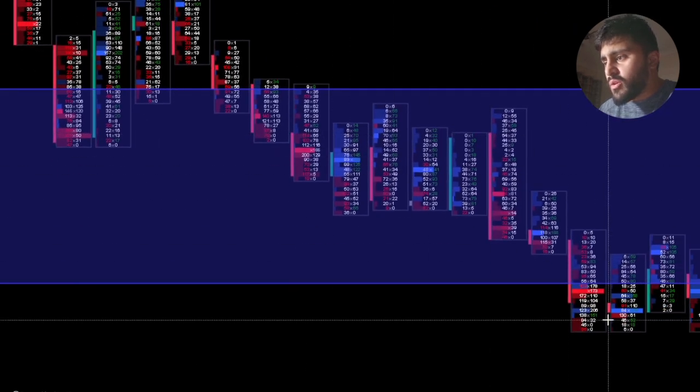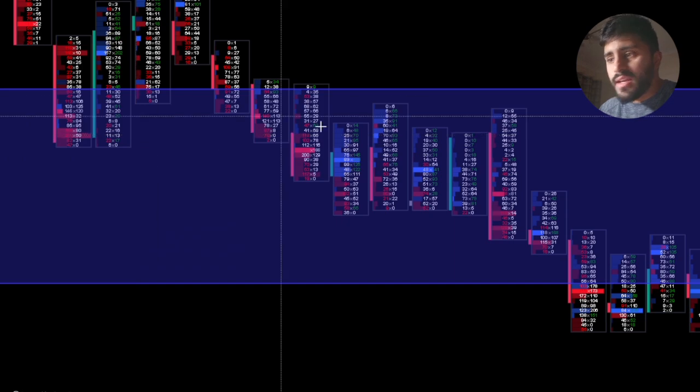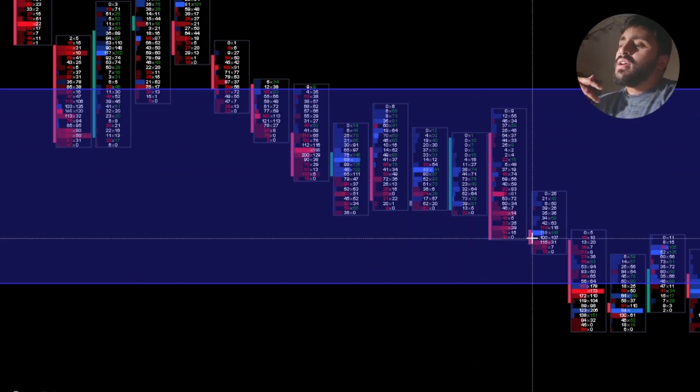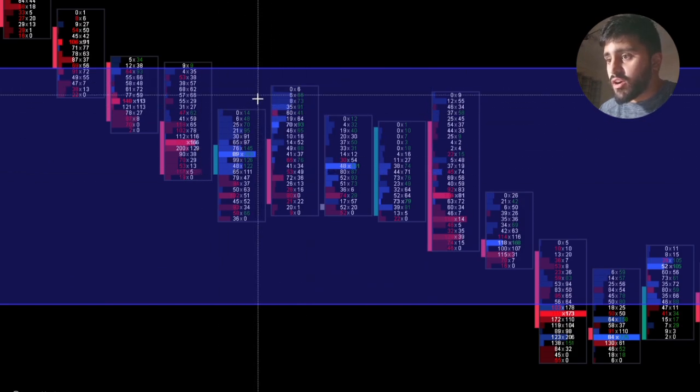But when we break below the zone, those same passive buyers that were here at 68.50 did not show up, right? We actually had the passive buyers failing. But more importantly, if we look over here, we actually had a ton of aggressive buyers here, aggressive buyers.